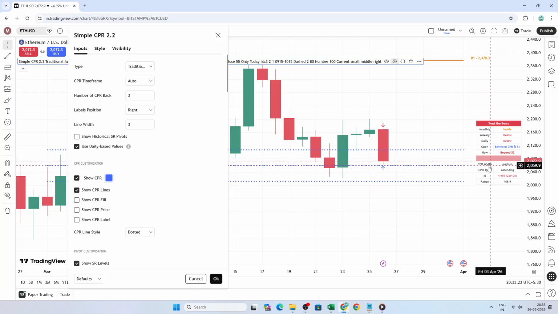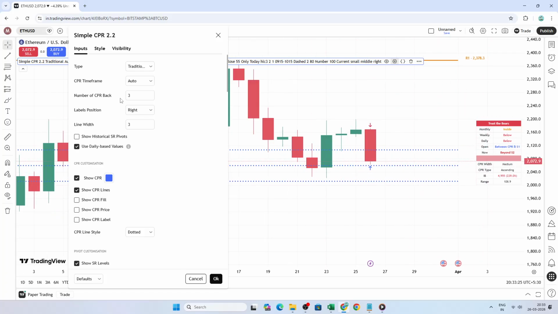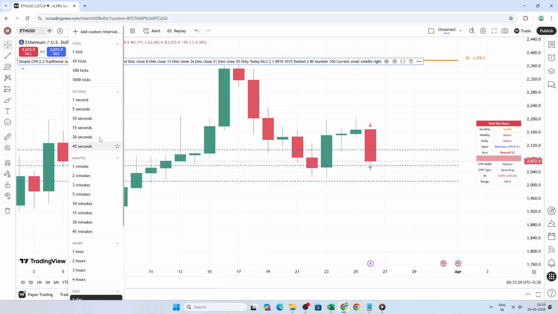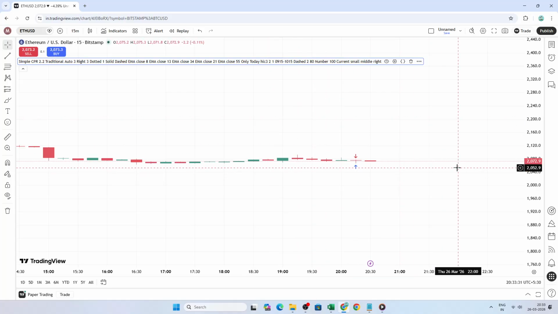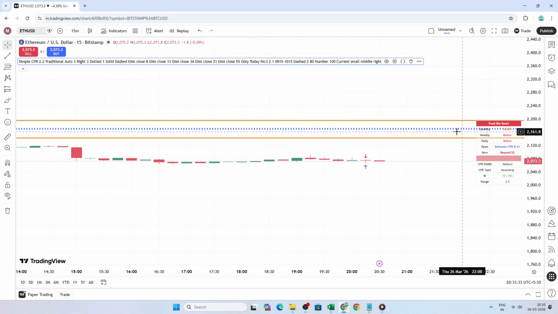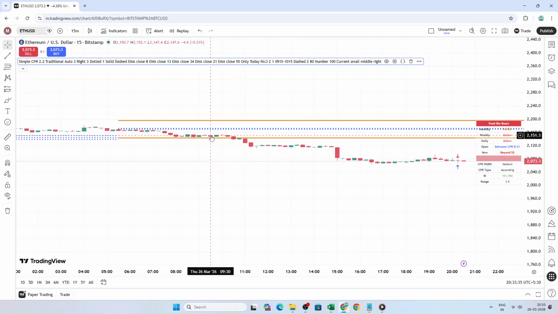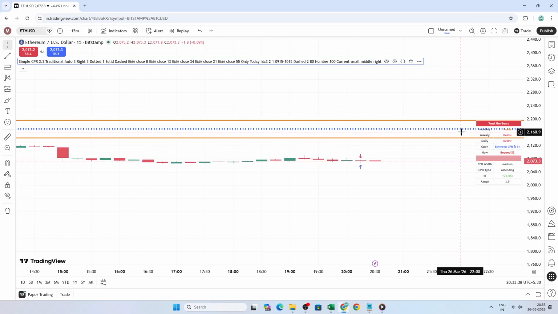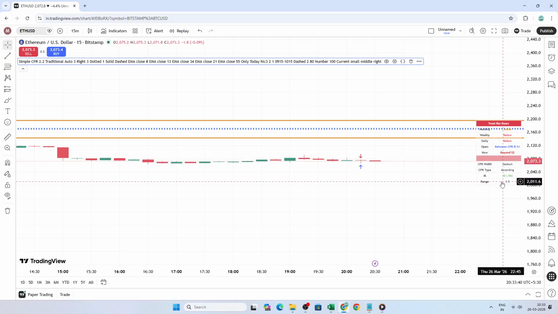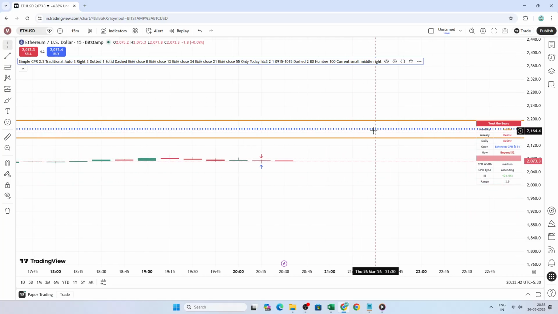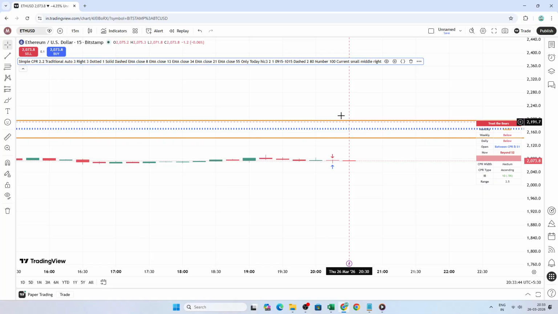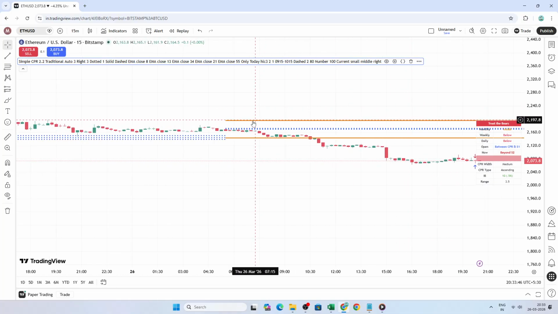For effective use, view CPR on a lower time frame such as the 5-minute or 15-minute chart when trading intraday. The calculation remains daily, but these timeframes let you see how price reacts around the bands in real time. Notice the width of the range. A narrow CPR means the distance between the top and bottom lines is small, which often precedes a trending day. A wide CPR suggests price may chop sideways within a range.